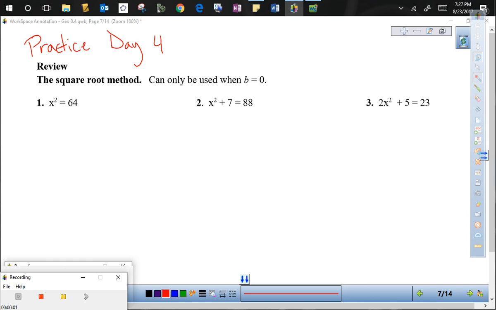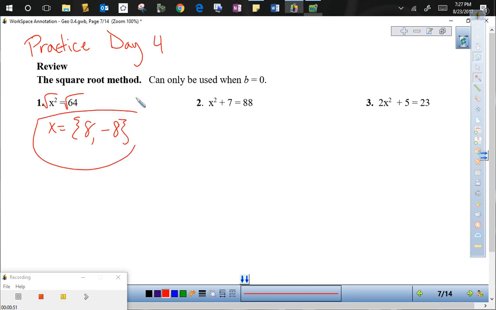When we are using the square root method, it's because there's a single x that is missing here. Okay, what we're going to do is make sure that the squared term is by itself. In this case, it already is. To get rid of the square, we take the square root on both sides. X equals, we know the square root of 64 is 8, but it is also a negative 8. Negative 8 times negative 8 is 64.